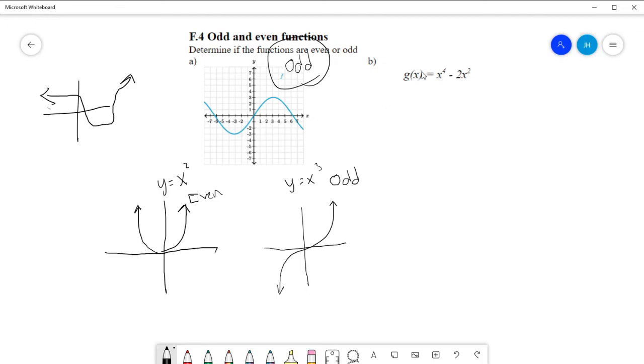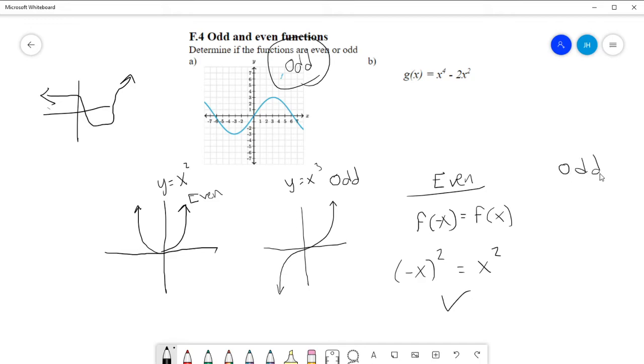Now, let's look at functions. Functions have a much more technical definition. An even function should have the property where if I plug a negative value into the function, f of negative x, it is equivalent to if I plug the same value in, but positive, f of x. So for example, let's look at our x squared function. f of negative x would be negative x squared, and that is equivalent to x squared because when I square a negative, it becomes a positive.